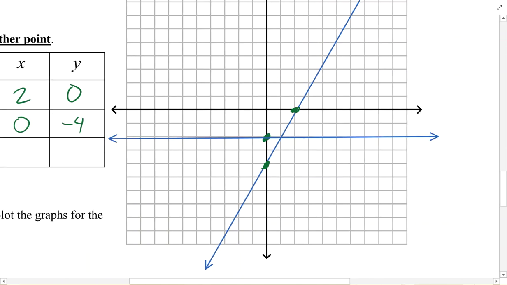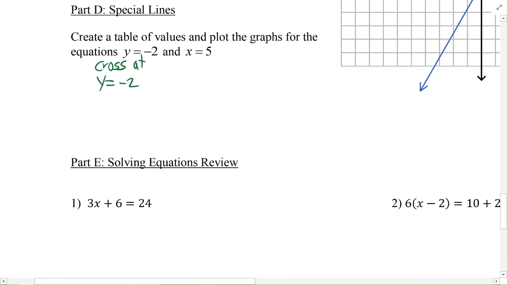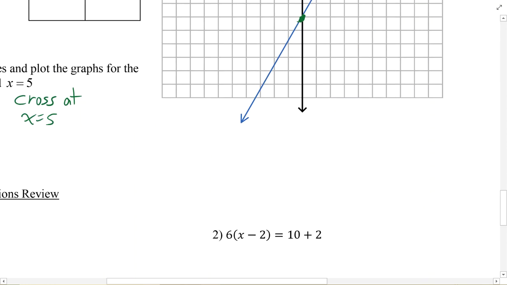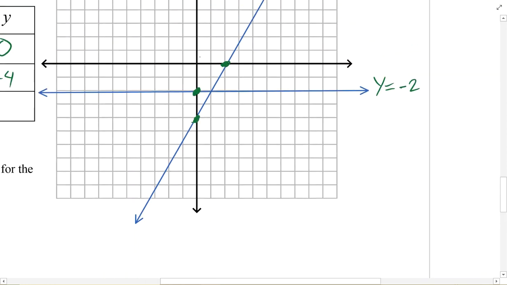And then y equals -2. All right. And so what kind of line is that? That is what we call a horizontal line. Okay, like the horizon, it's straight across. And so x equals 5, that's where you cross the x-axis at x equals 5. So we'll find that here. 1, 2, 3, 4, 5, and we're crossing there. And the only way to cross is by going up or down.